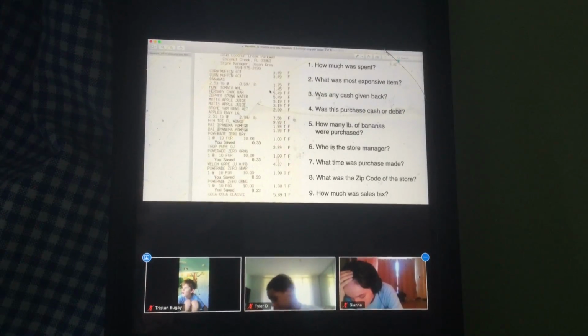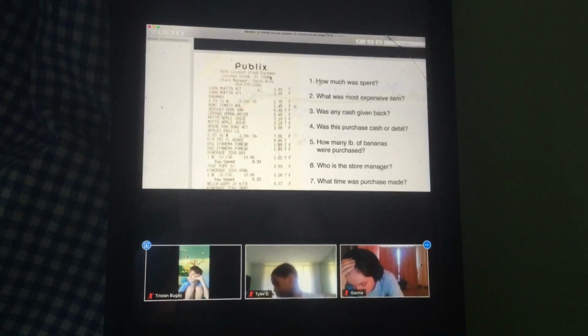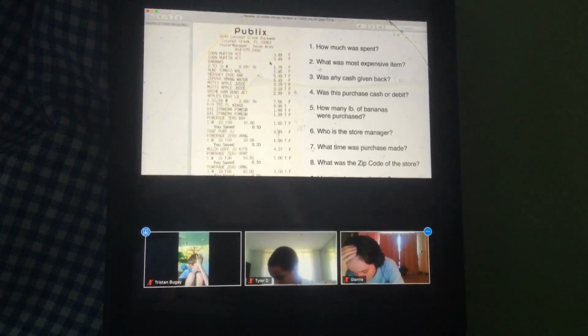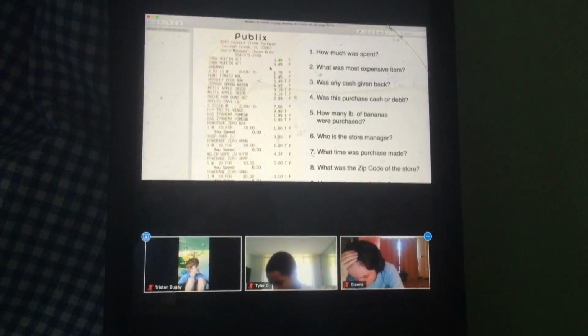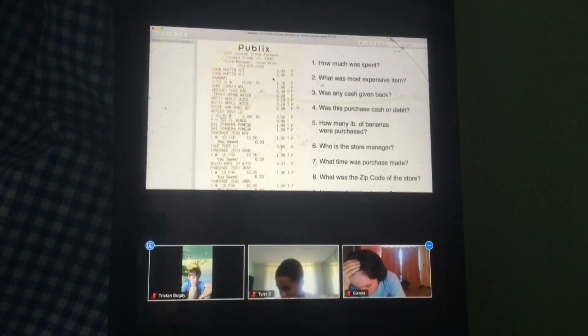What time was the purchase made? We're not going to know because Publix is not putting the time on it. But I can tell you it was about 2 o'clock in the afternoon, 2 p.m. So let's just assume that that was the time.